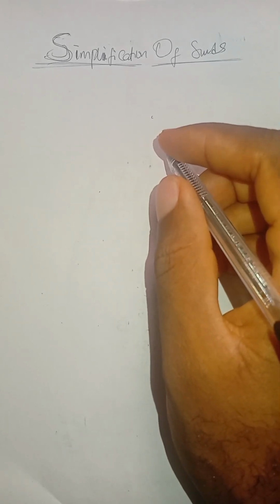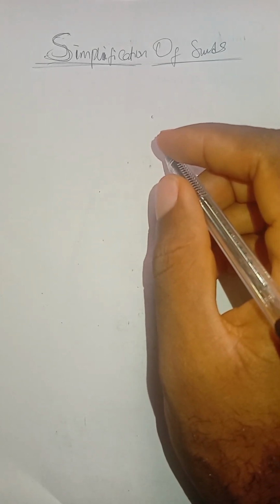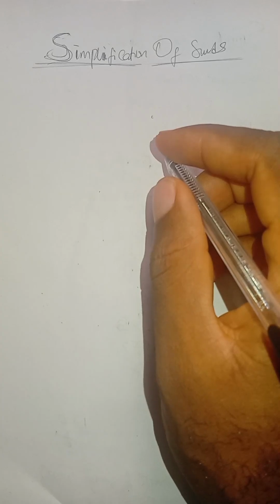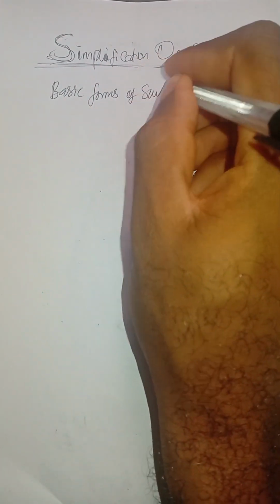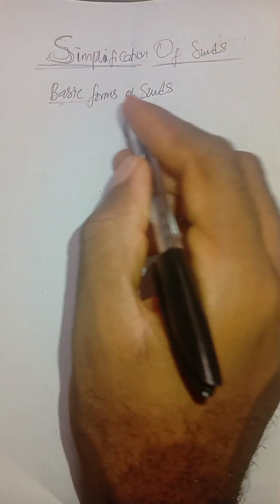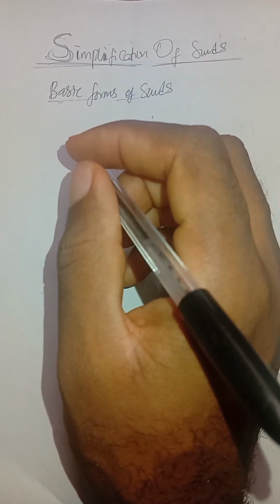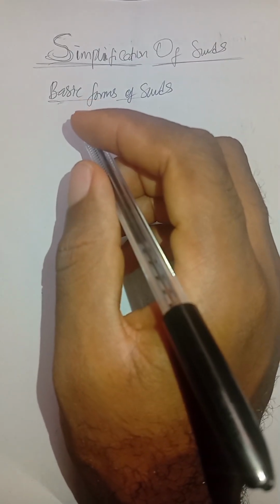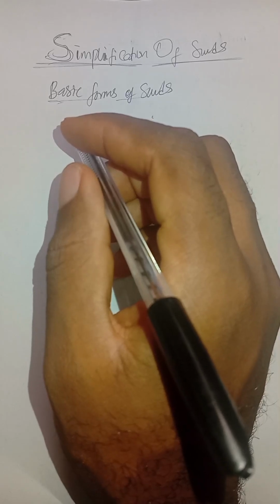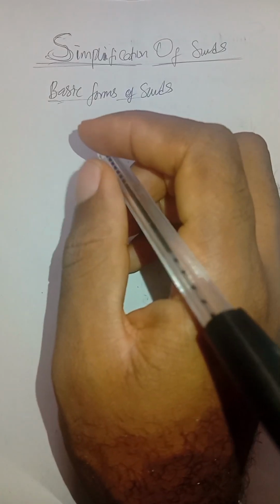Simplification of surds. Before we dive into the simplification of surds, we first of all understand the basic forms of surds. A surd will remain in its basic form if it does not have a factor that is a perfect square.